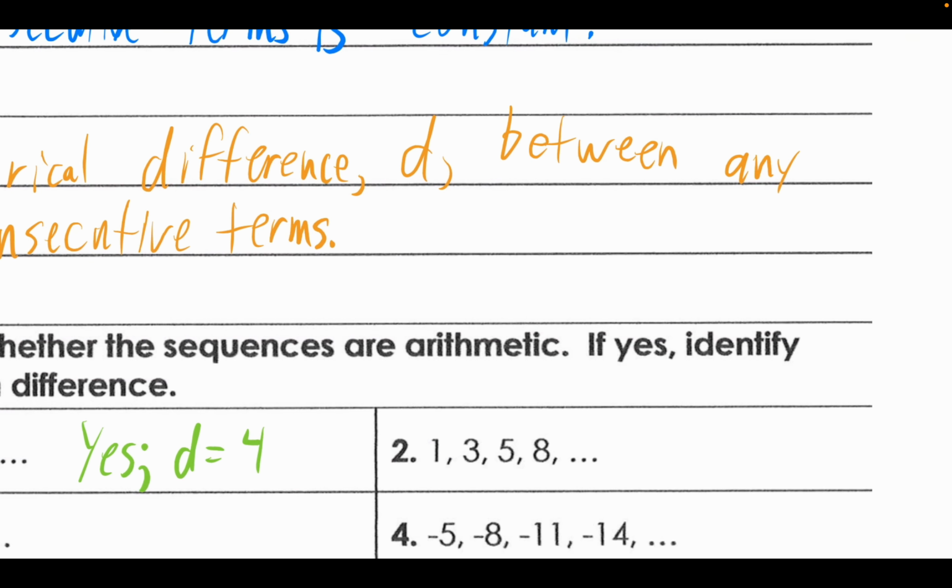Number 2, from 1 to 3, we increase by 2. From 3 to 5, we increase by 2. We can already tell these are not changing by the same amount. They're not increasing or decreasing by the same amount. And here confirms it, increasing by 3. So no, this is not an arithmetic sequence.